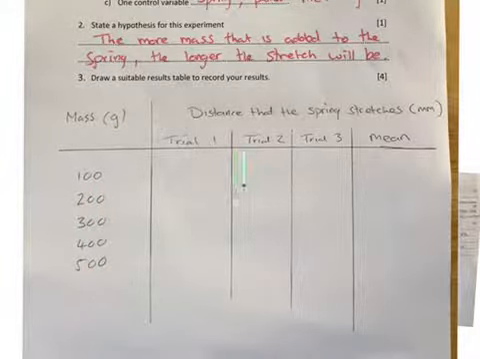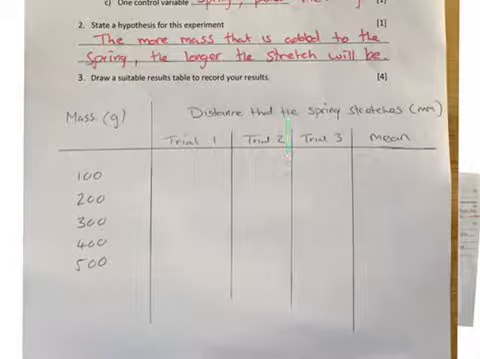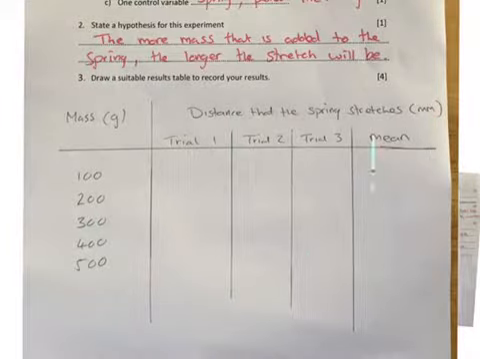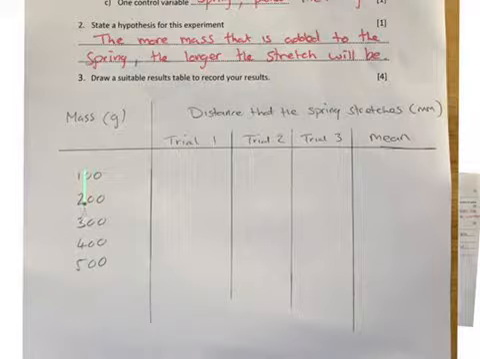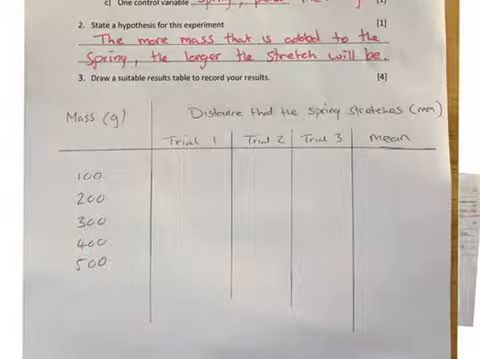And then I've got at least 3 trials and a mean. And I've got an overall title or a label for that, which is distance that the spring stretches in millimeters. Okay, so that's worth 4 marks because I've included my units. I've got the variables in the right spot. I've come up with some nice, at least 5 values there that I can measure them against. So I'm okay with that.